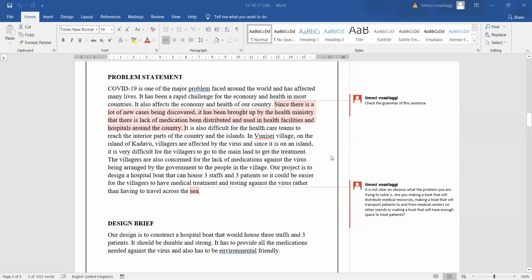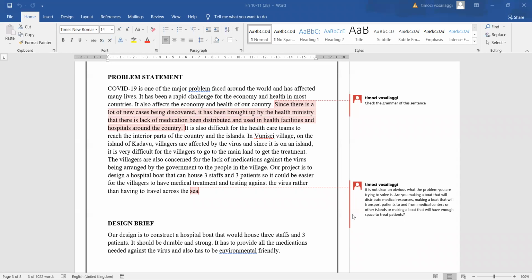my biggest problem was I wasn't sure what your exact problem was. It wasn't clear because you talked about distributing medical supplies, and then you talked about transferring patients from island to island, and then you talked about treating patients. So are you designing something to distribute medical resources, or are you making a boat that will transport patients, or are you making a boat that will have enough space to treat patients? You may just want to clear that up in your problem statement as to what is the exact issue.